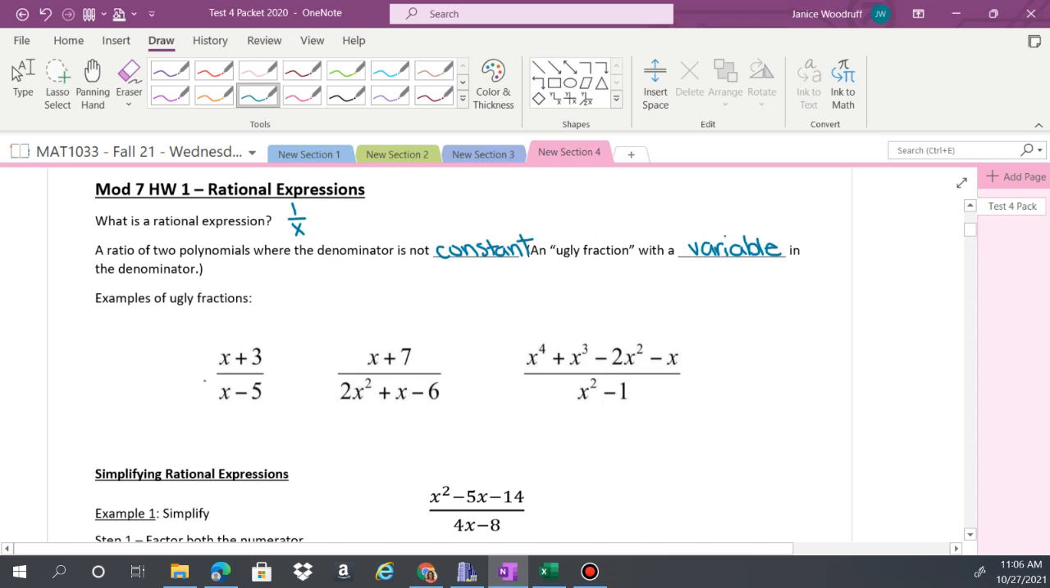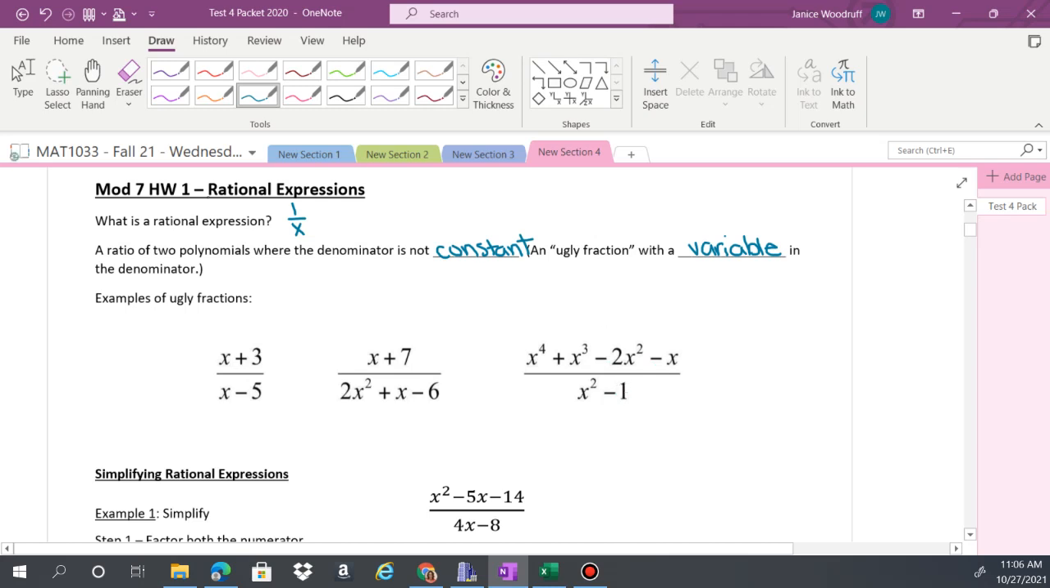Here are some examples of these. You have x plus 3 over x minus 5, x plus 7 over 2x squared plus x minus 6, and you have this one here, x to the 4th plus x to the 3rd minus 2x squared minus x over x squared minus 1. They all have an x in the denominator.